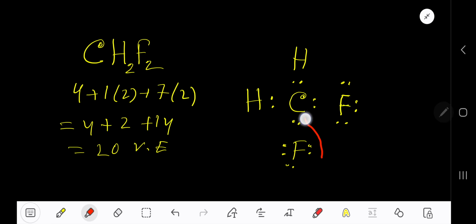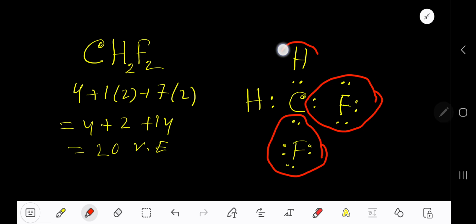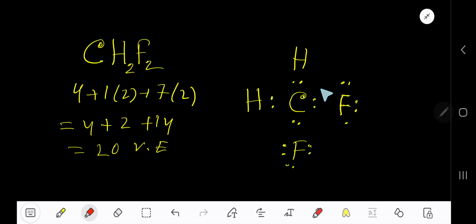Now count for octet. Octet, octet, duet, duet. Now check for octet of the central atom. Okay. This is the Lewis dot structure.